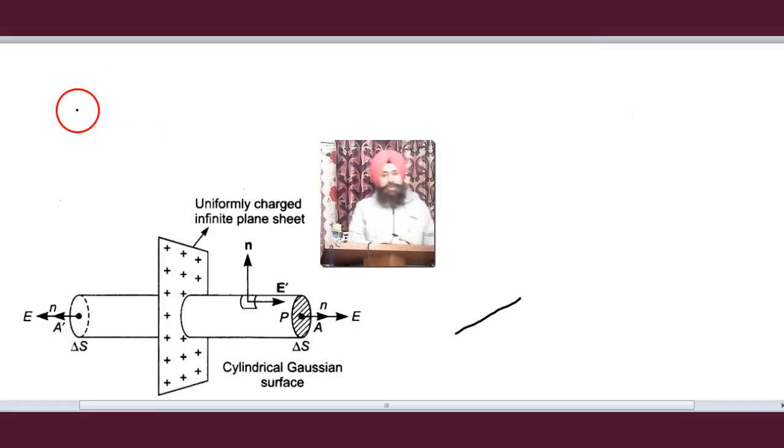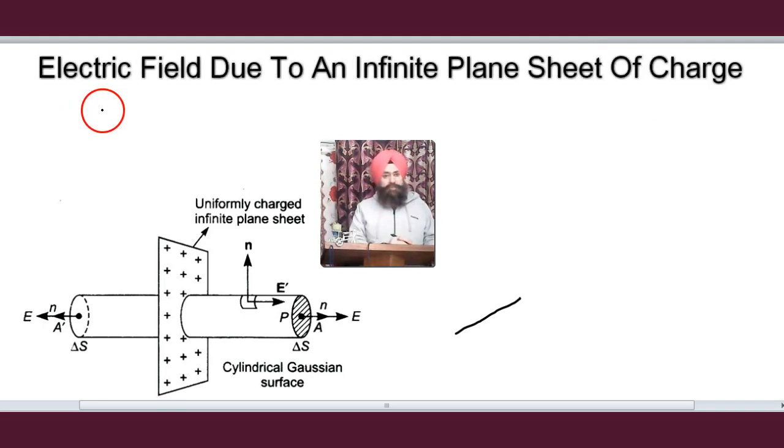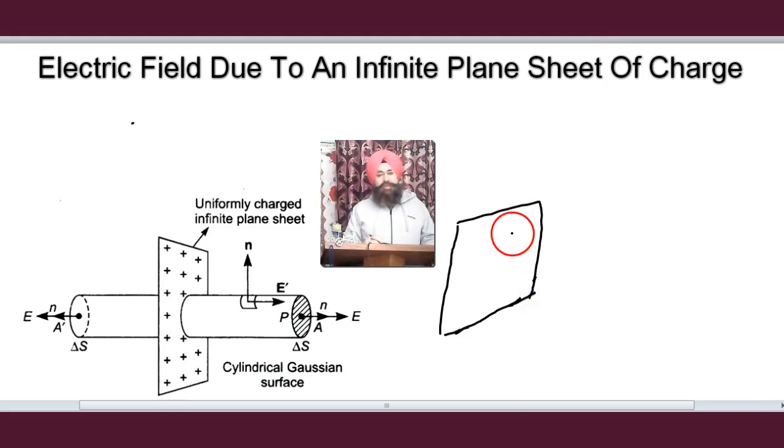Dear friends, today I will discuss with you an application of the Gauss theorem: how we can find the intensity of the electric field at a point due to an infinite plane sheet of charge.